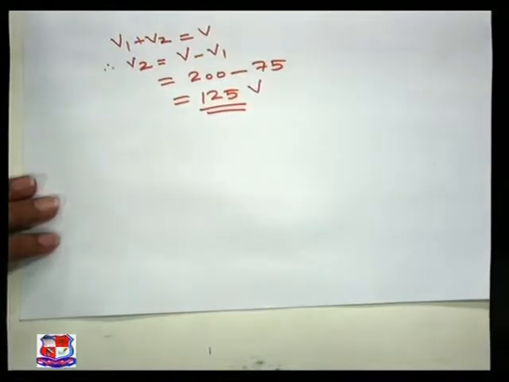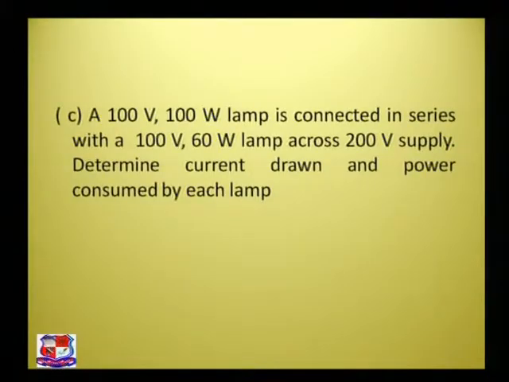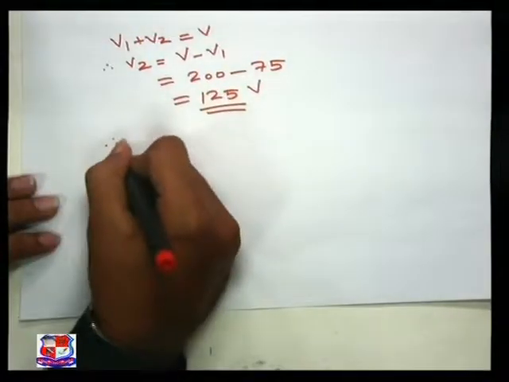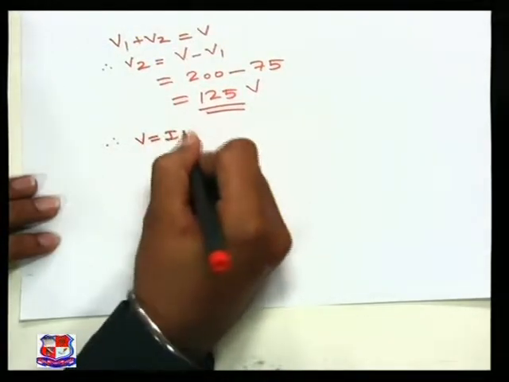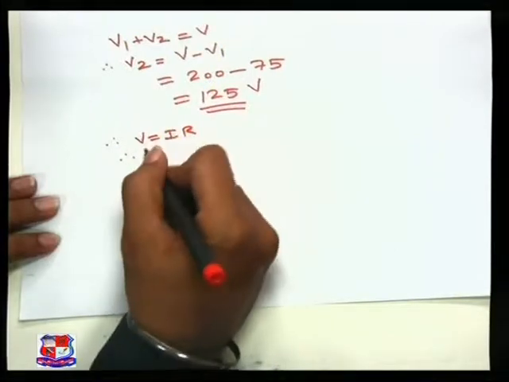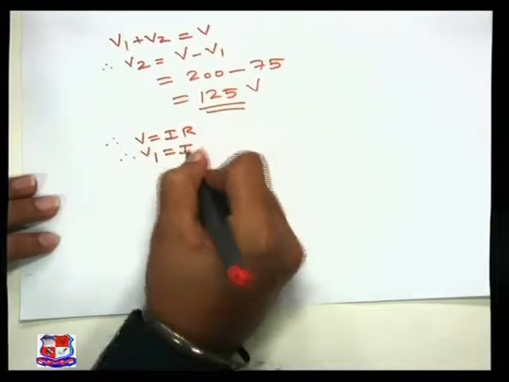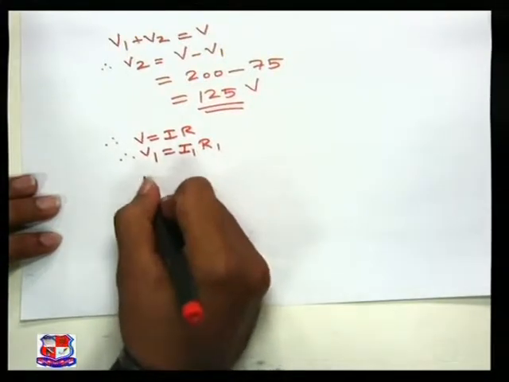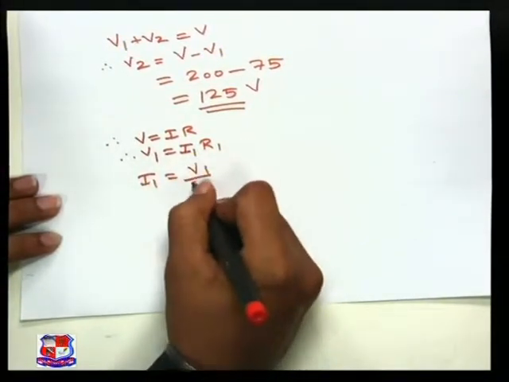Now if you again read the question: a 100 watt lamp is connected in series with a 100 volt 60 watt lamp across 200 volt supply. What we have to find is the current drawn as well as the power consumed by each lamp. So we have the voltage across each lamp. Now we have the easy equation, V equal to IR. For lamp 1, we can write V1 equal to I1 R1, so I1 will be V1 by R1.